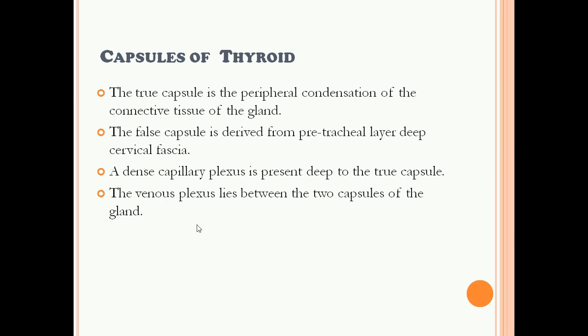A dense capillary plexus is seen deep to the true capsule, and the venous plexus lies between the two capsules of the gland. The capillary plexus, which is seen deep to the true capsule, is intimately present over the lobes of the gland, and it provides rich blood supply to the gland. The venous plexus, which is seen between the true capsule and the false capsule, is responsible for the venous drainage of the gland.